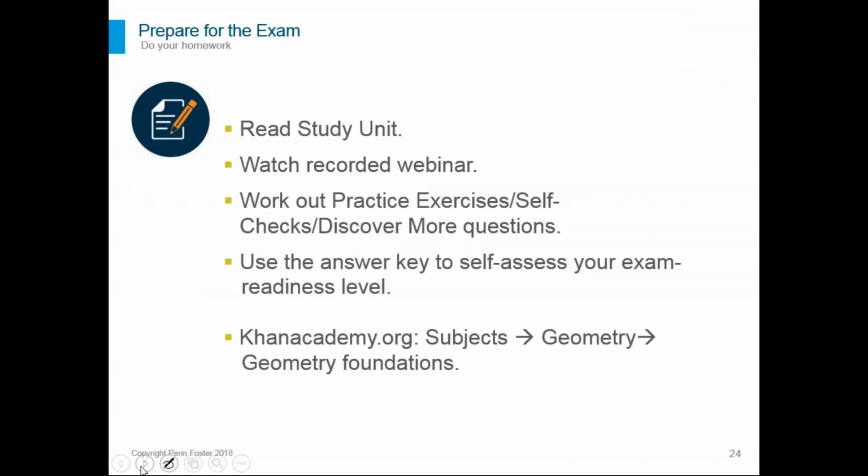Now, how to study for the exam? You're not expected to remember everything that you've studied back in high school. You definitely want to read your unit, do the examples within the lesson, and also do the discover more questions, or if it's called practice questions. You need to do these. The answer key for those questions is provided to self-assess, to see where you are in understanding the concept, and to determine if you are ready to take the exam or not.